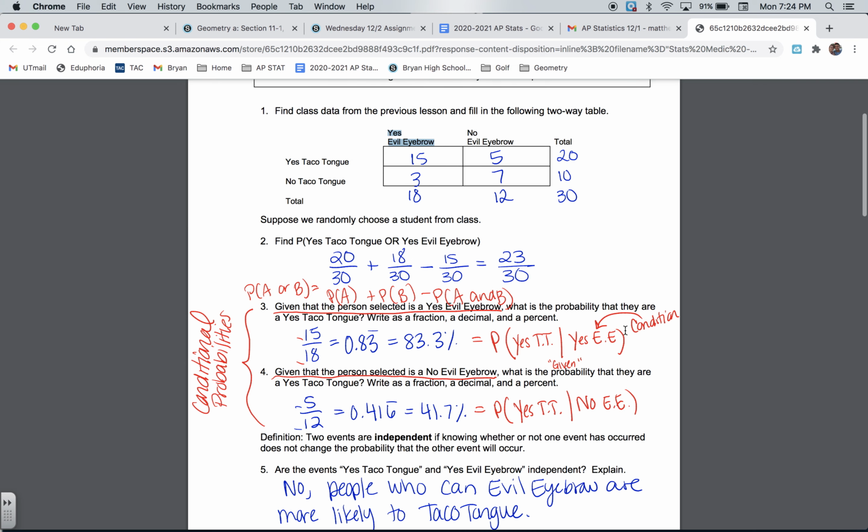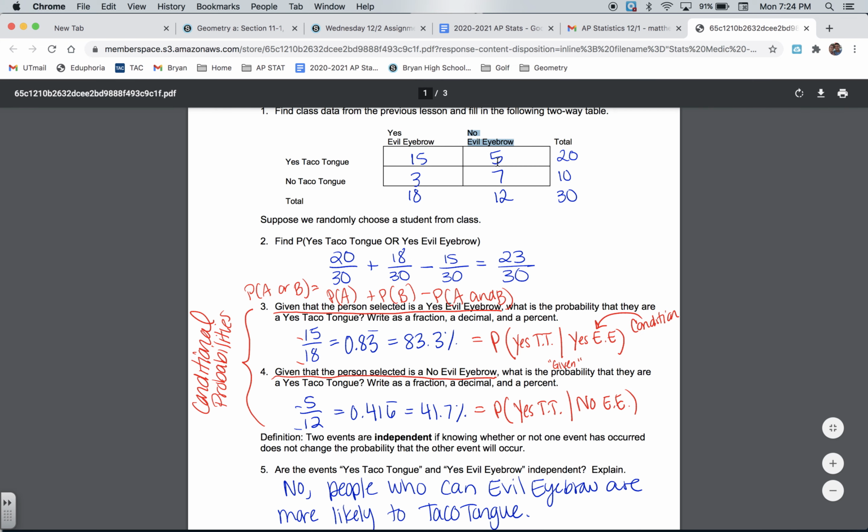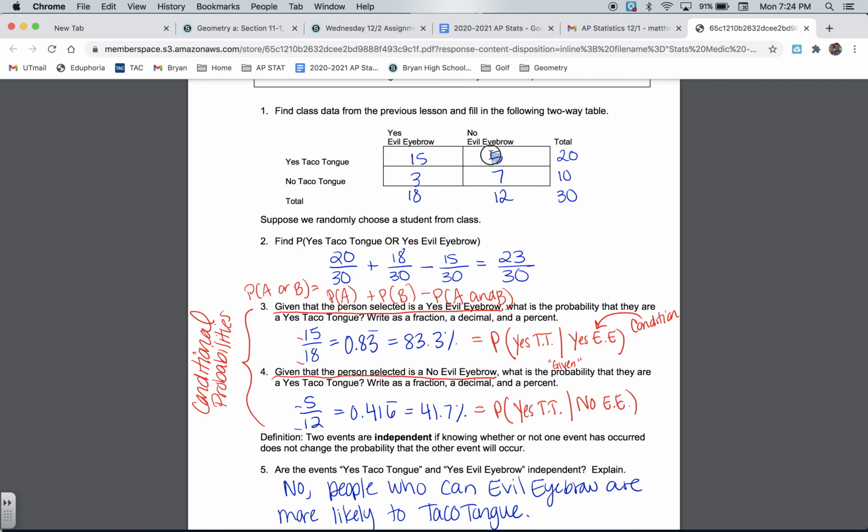All right. So you look at your table. How many people were no evil eyebrow? That was 12. There's 12 people who were no evil eyebrow. That's our condition, so I put 12. What's the probability that they're yes taco tongue? That's 5 out of 12.